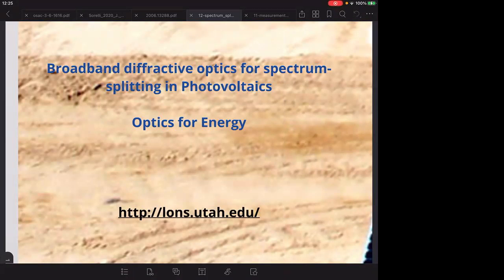So the idea is, spectrum splitting, as we will talk about today, is an approach to increase the efficiency of solar cells. And of course, let's first lay the groundwork for why this is important.